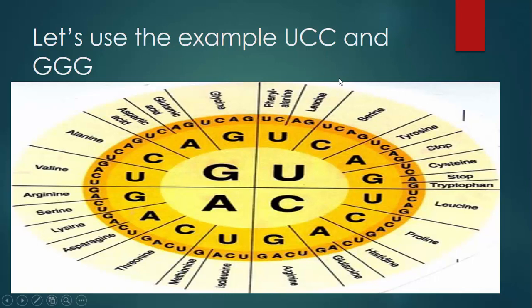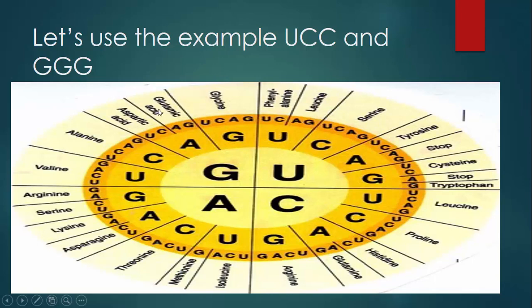So here's our circle chart. It can look a little overwhelming, but it's very, very easy to follow. You start from the inside out. So my first letter is U. Here's my U right here. Now I'm looking at one of these 4 letters. My next letter is C. So I'm going to go from U to C. Now I have one more letter left, which is C. But it doesn't matter what that 3rd letter is. It codes for this right here, serine.